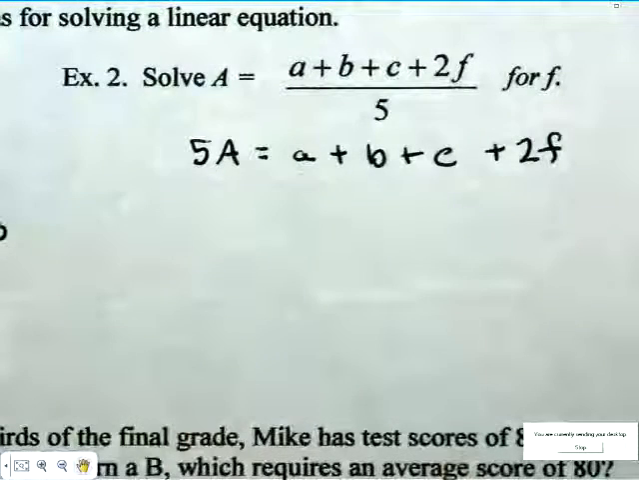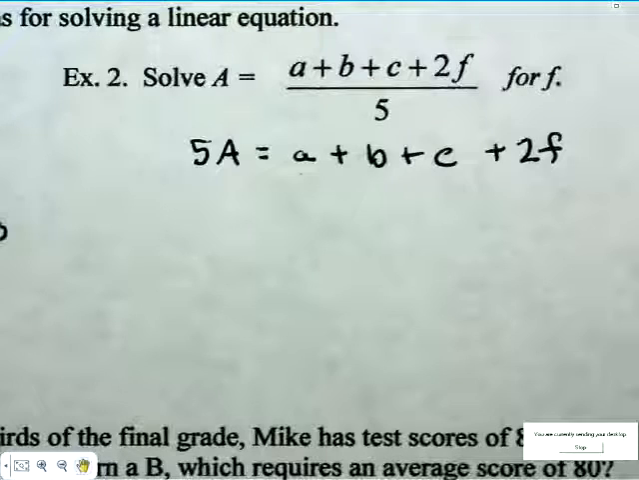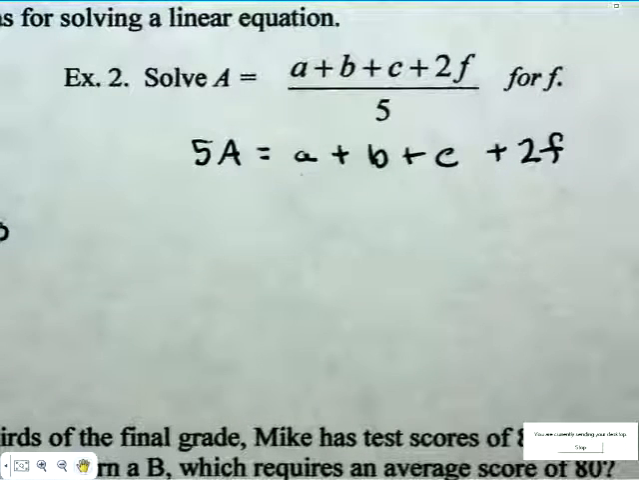Then what? Well, which variable am I solving for? F, so I need to get all the terms with an F on one side. I only have one term with an F, and it's on the right-hand side. So I want all the terms without an F on the left-hand side. How do I get them there?